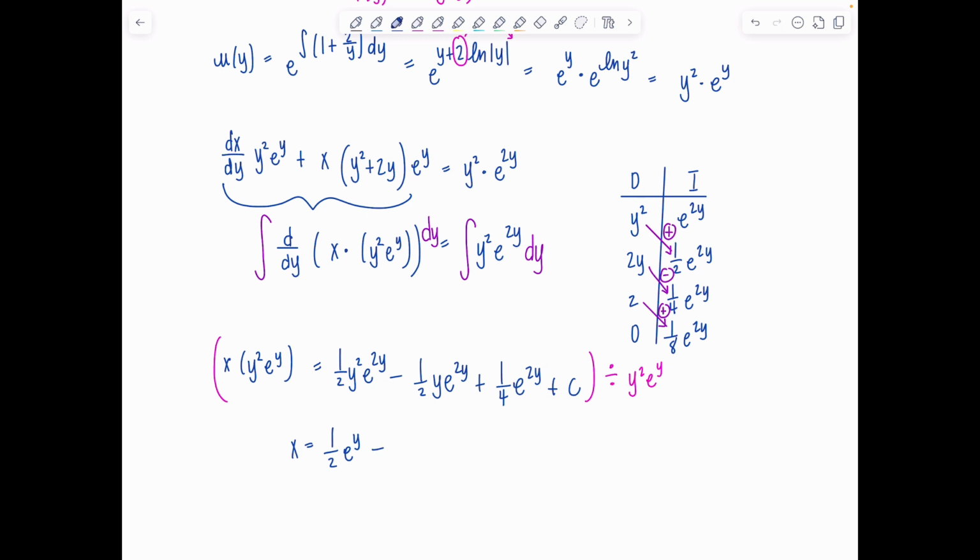Minus 1/2y. Remember, I'm dividing by y squared e to the y. Plus 1/4y squared e to the y. Plus, this would be c over y squared. You could put e to the y down there. Let me just put e to the negative y so that all the e's are on the top and the y's are in the bottom.